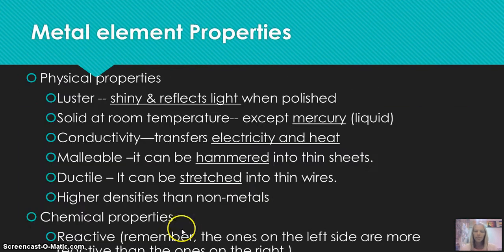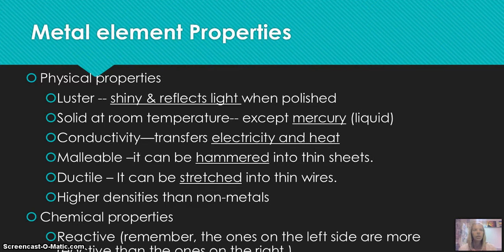So moving on, now that we've had a little bit of an introduction about the two types of properties, physical and chemical, and a little bit about what a physical property is compared to a chemical property, we're going to talk about metals and metalloids and nonmetals. Physical properties of metals, many of them have these characteristics. They are shiny and reflect light. If you think about some of the metals that you see out there, this is normally what you would see.